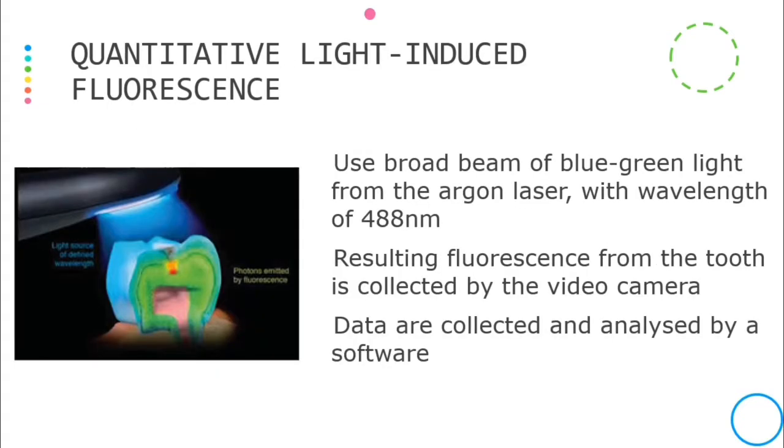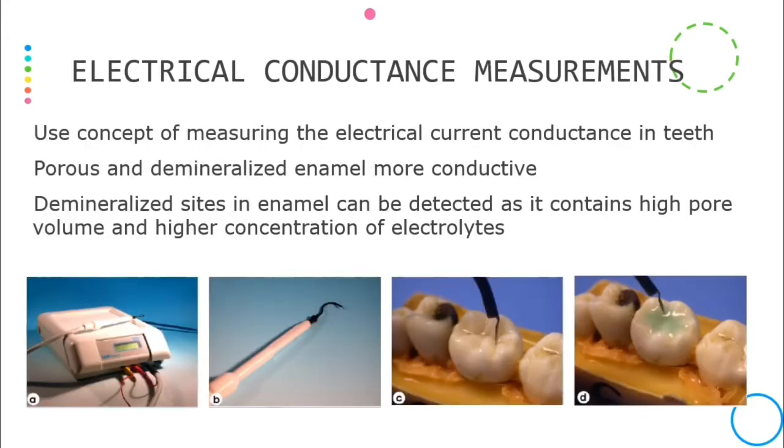Next, the quantitative light-induced fluorescence technology. It measures the refractive index between the sound enamel and the porous demineralized enamel. Areas of caries and demineralized enamel show less fluorescence. Next is the electrical conductance measurement. It uses the concept of measuring the electrical current conductance in teeth. The porous and demineralized enamel are more conductive, while the demineralized sites in enamel can be detected as they contain high pore volume and high concentration of electrolytes.